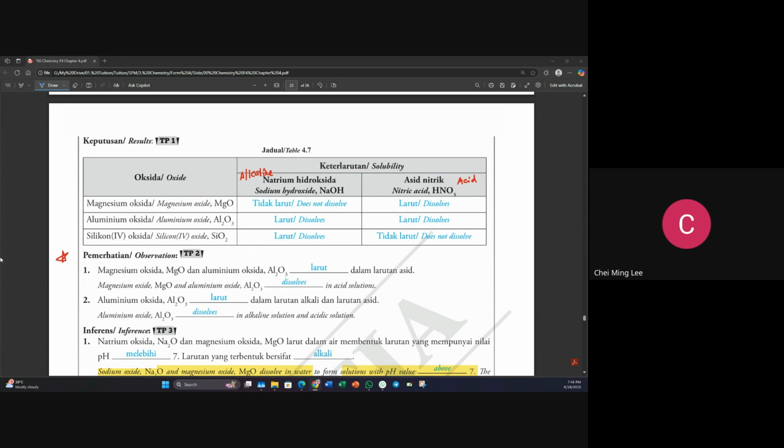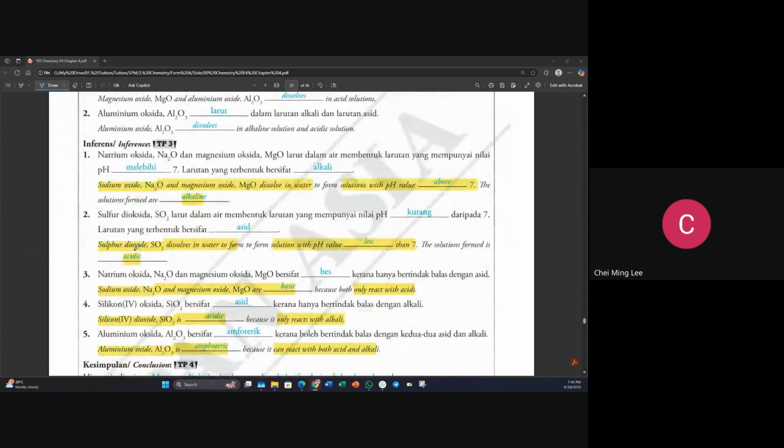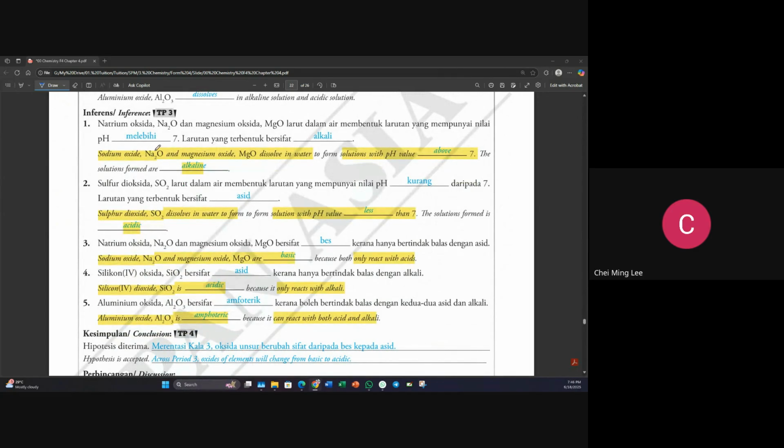Done, eh? All right, so let's see what happened here. So the sodium oxide and magnesium oxide will dissolve in water, form a solution with a pH value above 7 and is alkaline. The sulfur dioxide dissolves in water to form a solution with pH value less than 7, which is acidic. So I think first two don't copy, 3, 4, 5 only.